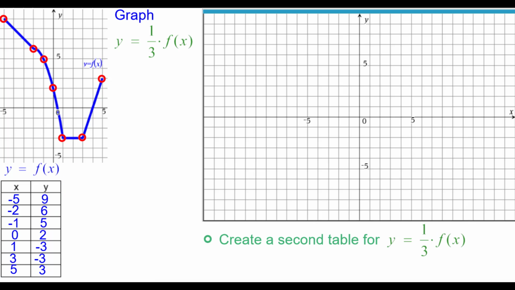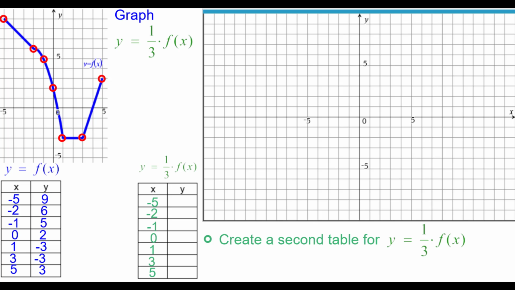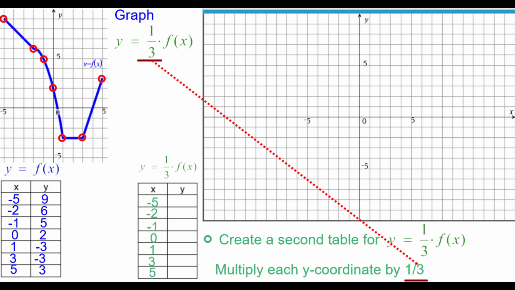We need to create a second table for y equals 1/3 times f of x. So we're going to use the same x coordinates, but we need to multiply each y coordinate by 1/3, because that's what it says in the function itself. So 9 times 1/3 would be 3. So plot -5, 3. 1/3 of 6 is 2, -2, 2. 5 times 1/3 is 5/3, so -1, 1 2/3.